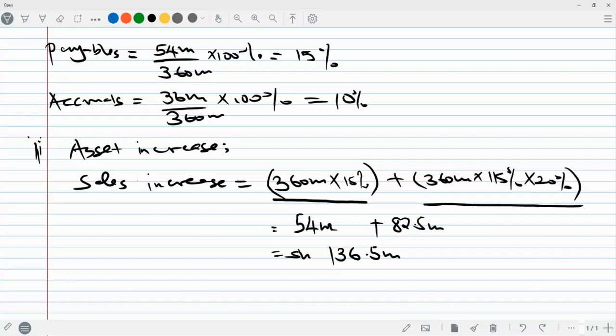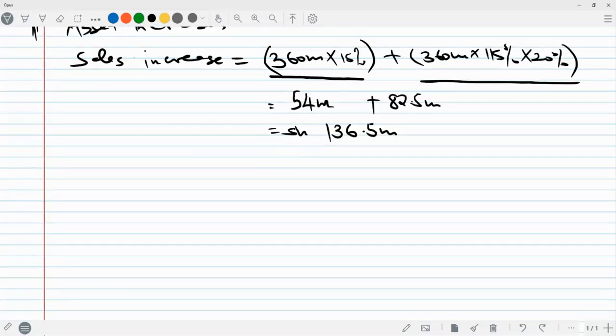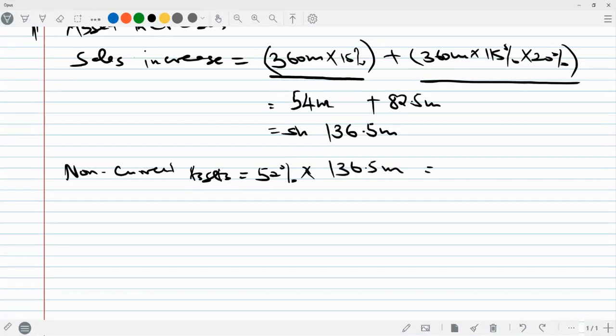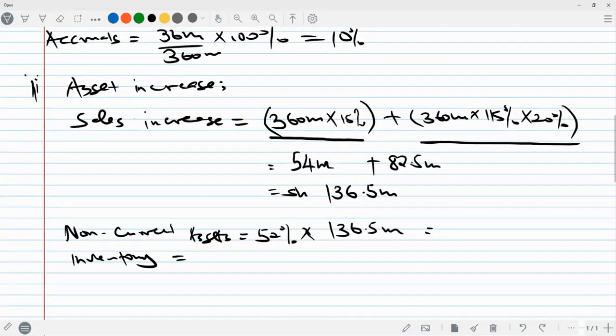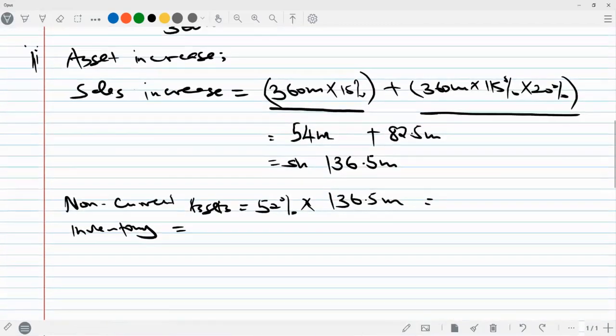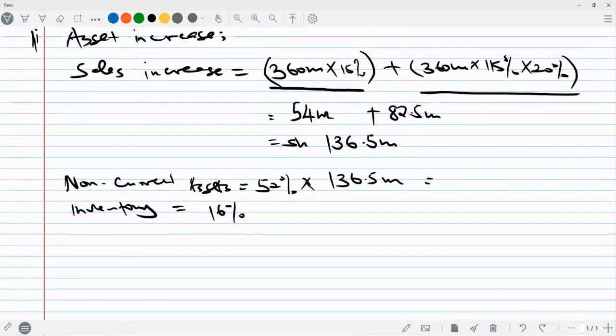more towards the assets. Okay, therefore we need to determine the asset increase. We need to first determine the increase in non-current assets. So we begin with non-current asset increase. Non-current asset increase will be equal to 52% times the increase in sales, and that's 136.5. The increase in inventory will be equal to the percent of sale, which for inventory we got 16%, so 16% times 136.5 million.